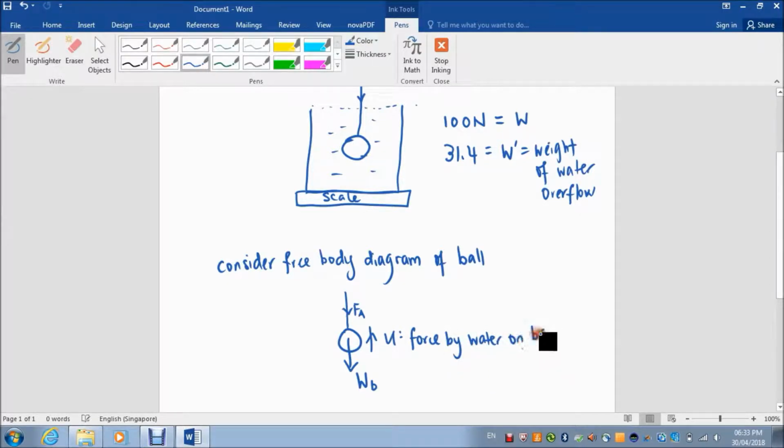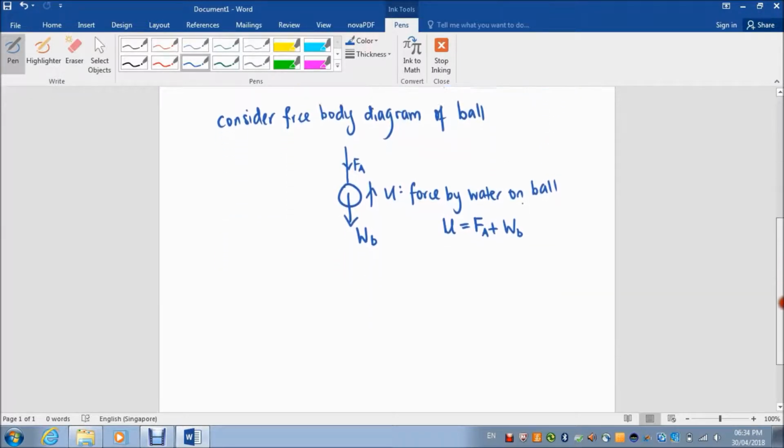So we have 3 forces acting on the ball, and because the ball is in equilibrium, we expect the total upward force to be equal to the downward force. So the upthrust, which is equal to the force by water on ball, will be equal to the applied force plus the weight of the ball. Okay, so that is for the ball, and it does not give us the reading on the scale because the ball is not in contact with the scale.